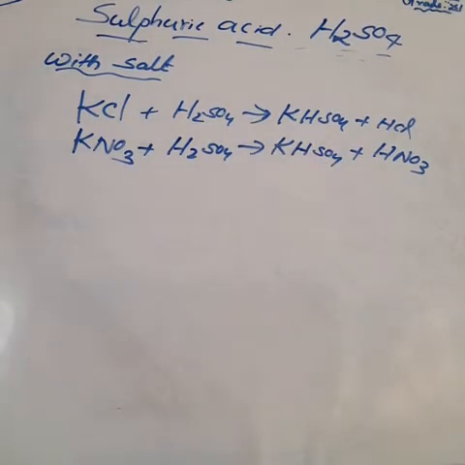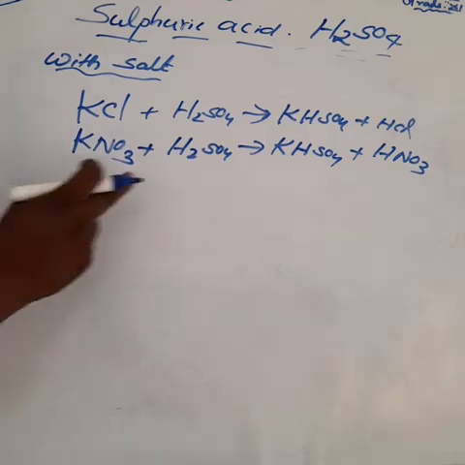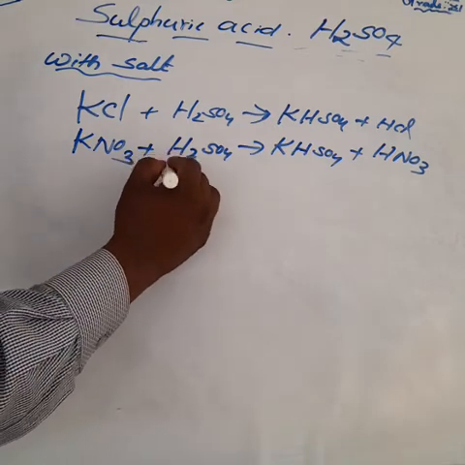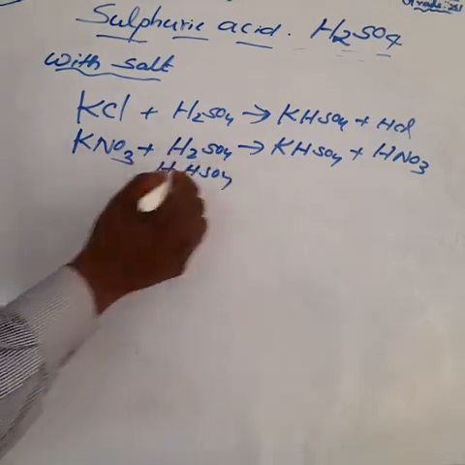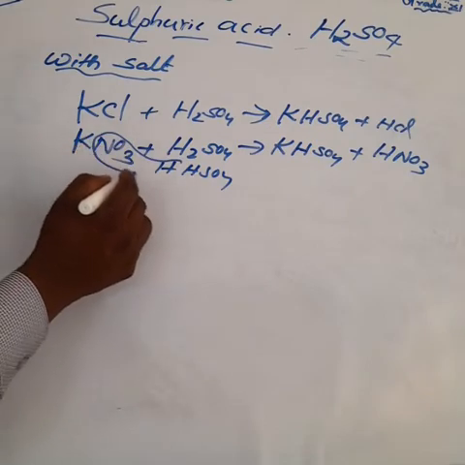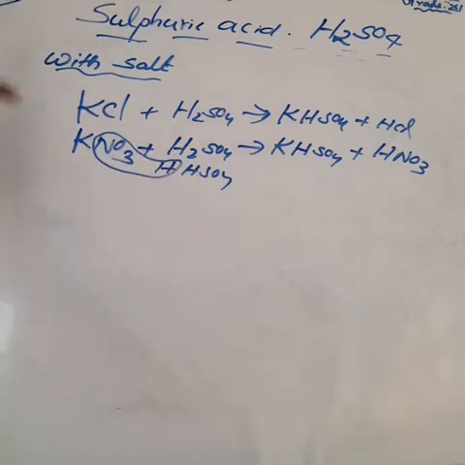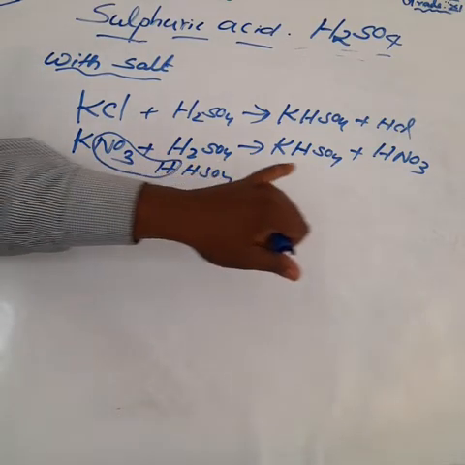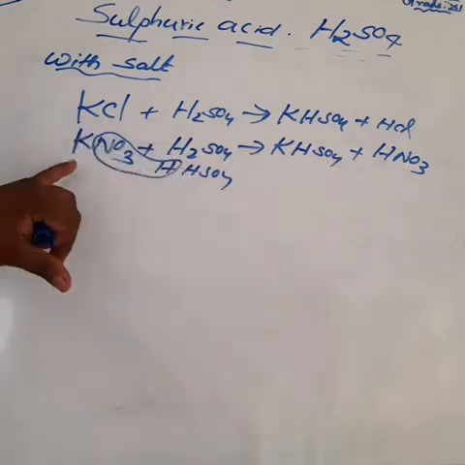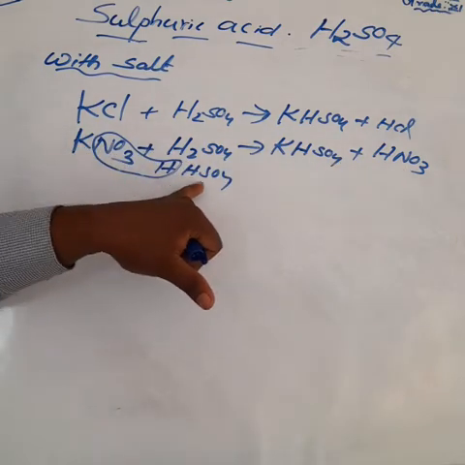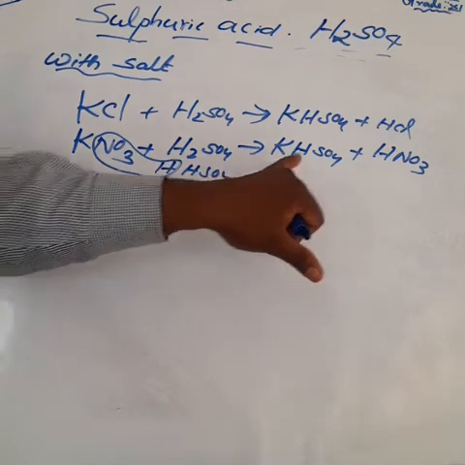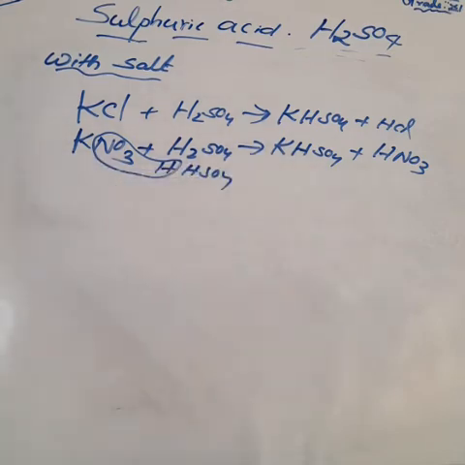KHSO4. All of you know that one, how to write the equation. Sulfuric acid can be written as HSO4. This hydrogen combines with NO3, we get HNO3. Next, what is remaining here? Potassium combines with bisulfate to form KHSO4. Now the equation is balanced.